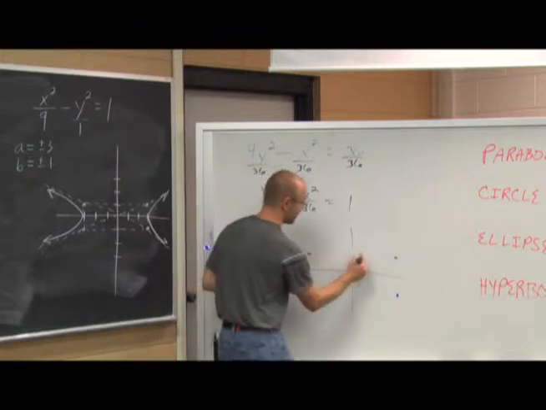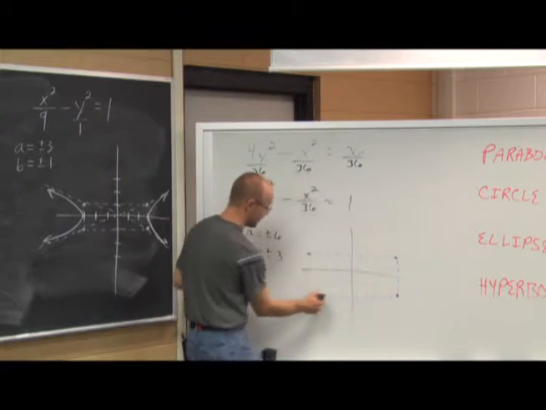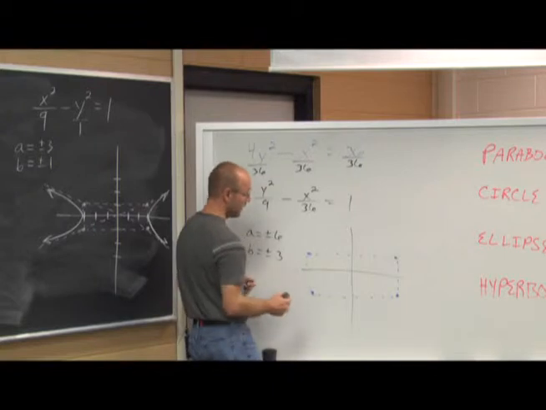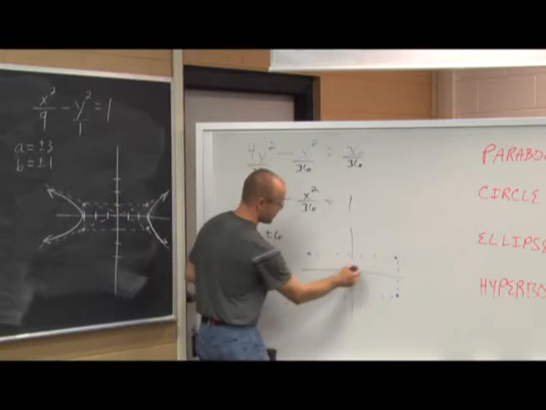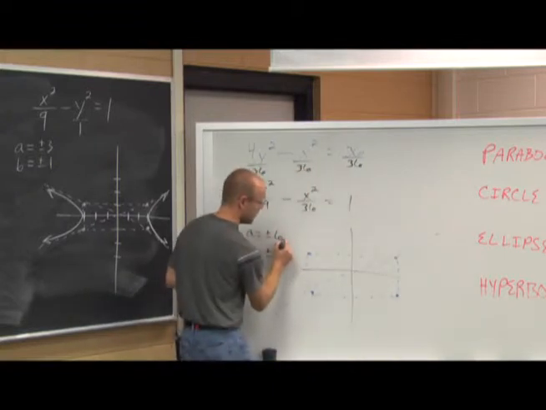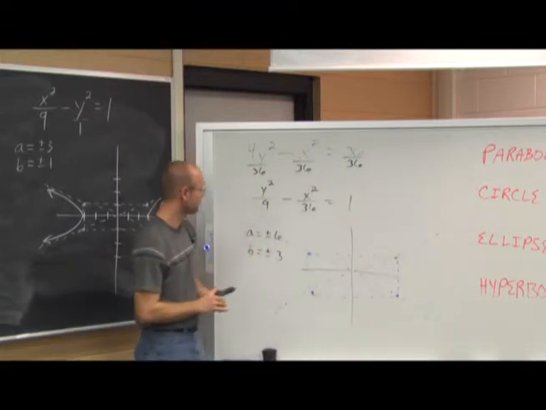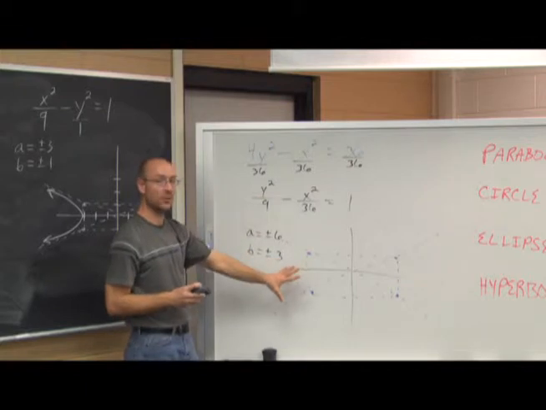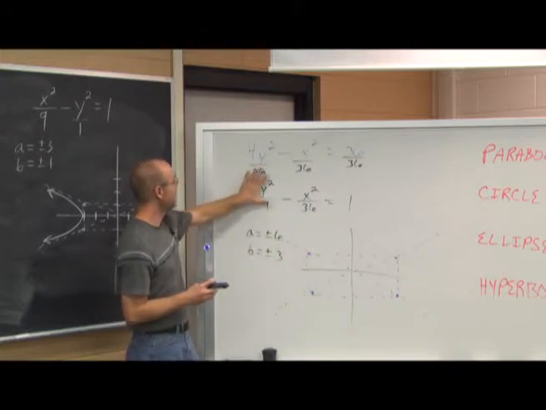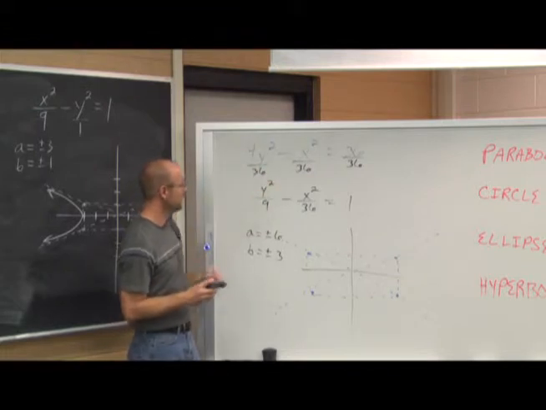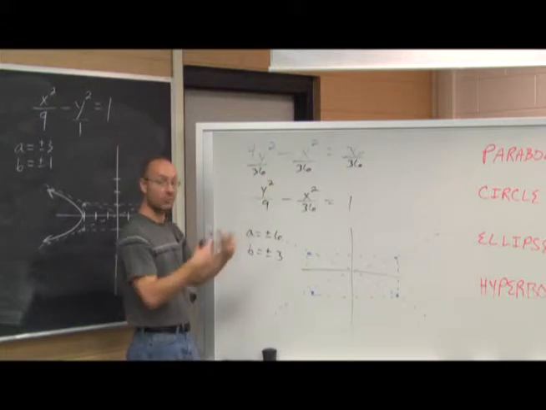Now I'm going to draw my rectangle. Here's my rectangle and my diagonals. And I know this is a little sloppy, but it is what it is. Now, what direction does it open? Let's go back and assess. The y squared value is the positive one. It is first here, so we know it opens in the y, up and down.